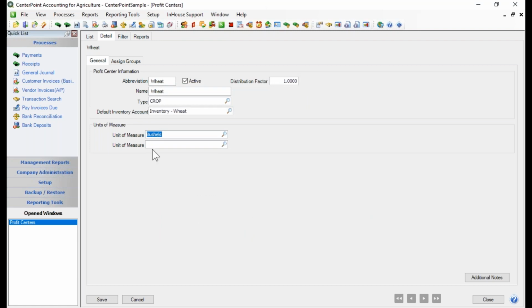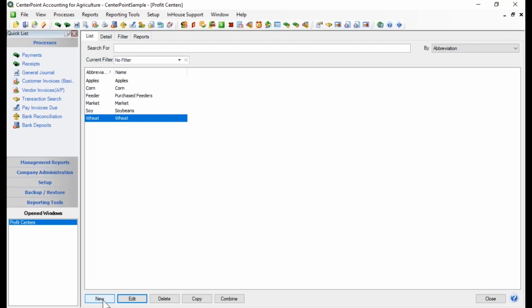It does allow you up to 2 units of measure. Usually we use those 2 units of measure with livestock. You would probably have unit of measure 1 as the number of head of livestock, and then unit of measure 2 would usually represent some sort of weight for the livestock, whether that's pounds, hundredweight, or something else. Okay, with my crops, I don't usually have a second unit of measure, so I'm going to go ahead and leave it blank, and then I'm going to go ahead and click Save to create that profit center.